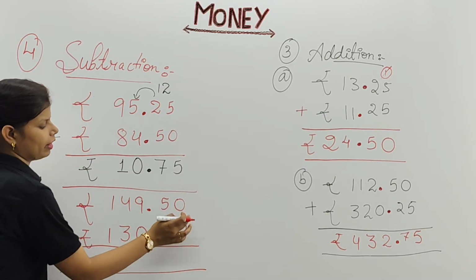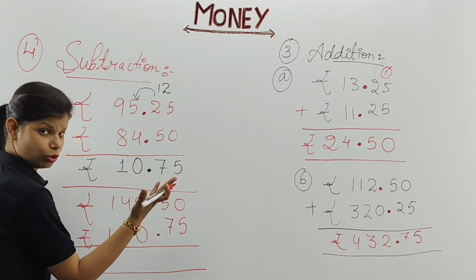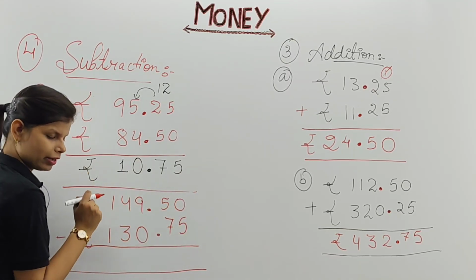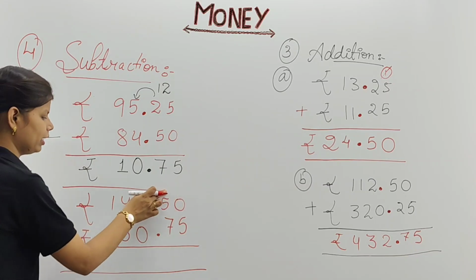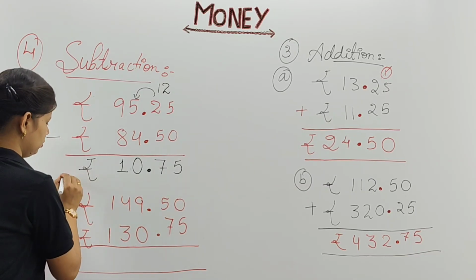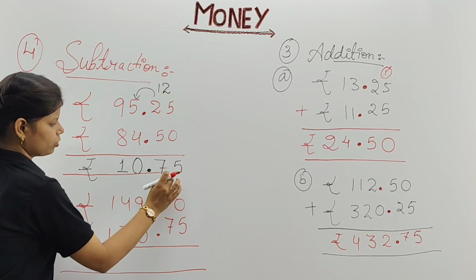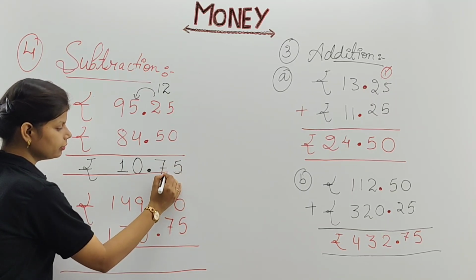Hope you understand. 5 minus 0. Not possible because we have to subtract from top to the bottom. When you are subtracting 0 from 5, what will you get? Do you get any number? What will you get? Okay, fine. So you will get something different.